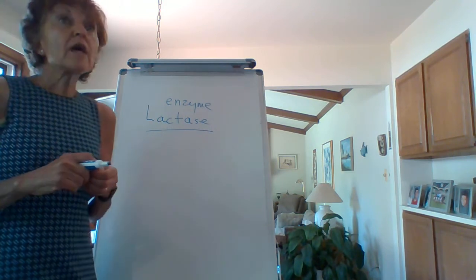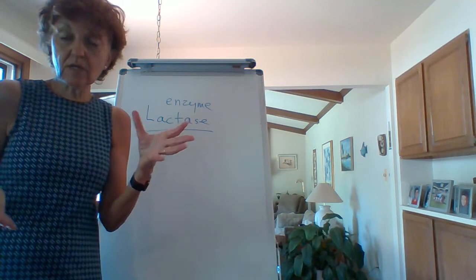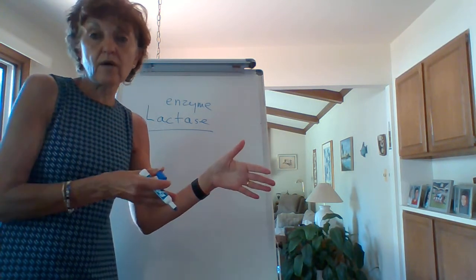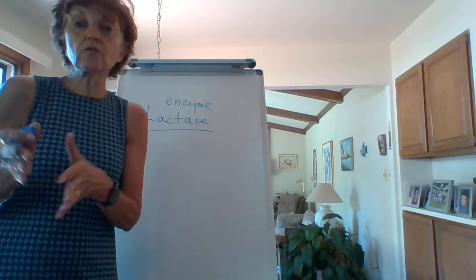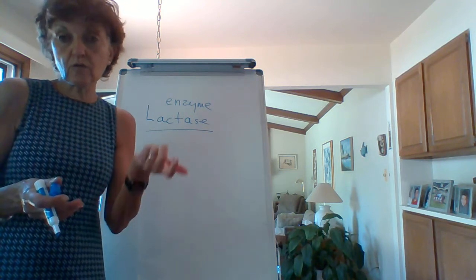Now, you could go and buy the lactose-free milk. Guess what the lactose-free milk is? It's just milk with the lactose already broken down for you. So basically, the lactose is no longer lactose. It becomes the two monosaccharides, galactose and glucose.